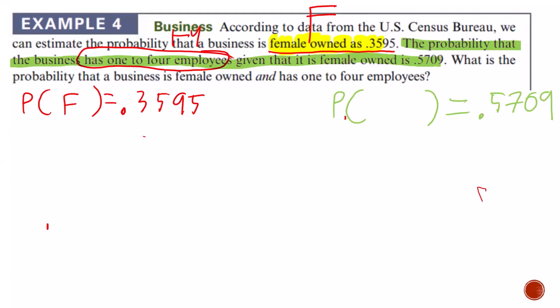Let me read it out loud. The probability that a business has 1 to 4 employees, given that it is female owned, is, and then it gives the number. This is probability of what? Or I said 1 to 4 in this case. Yeah, so if you want to use E and F, no, you got that, Reggie. You got the answer correct.